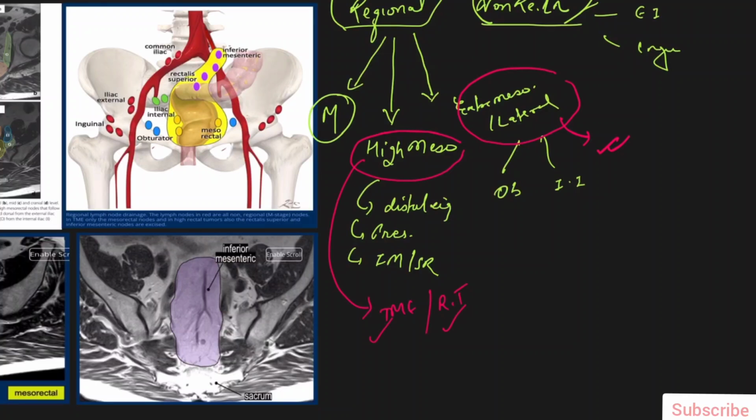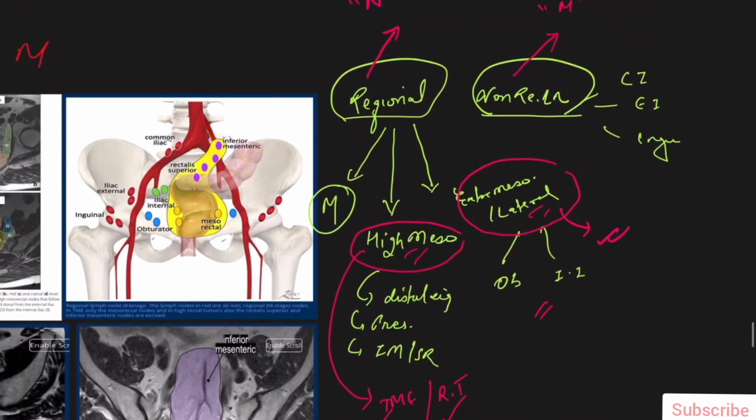These extra mesorectal lymph nodes are especially involved when the tumor is below the level of the anterior peritoneal reflection. So the high mesorectal nodes matter in cases of high CA rectum, and these lateral nodes in cases of tumors below the level of the anterior peritoneal reflection.